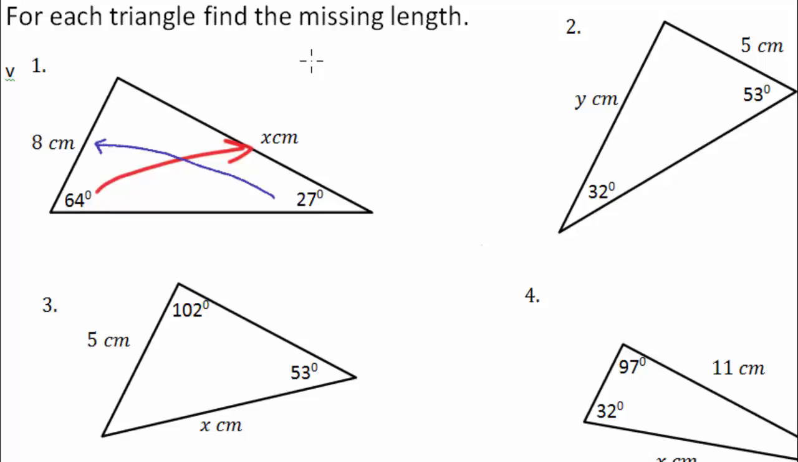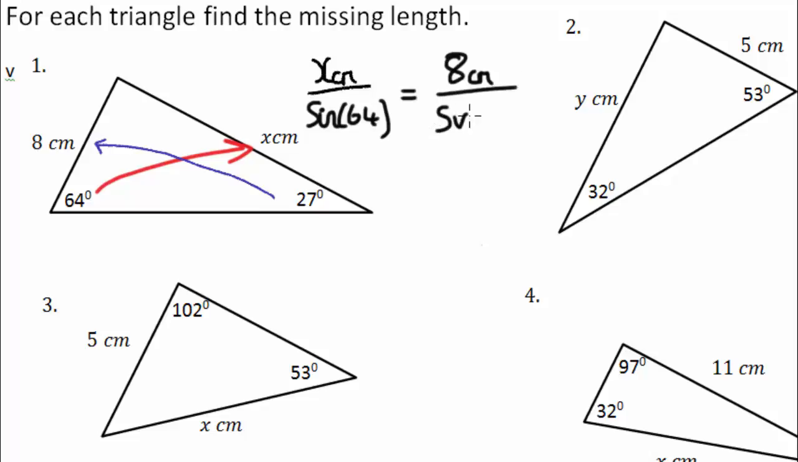So what we can say is, well, x centimeters over sine 64 is equal to 8 centimeters over sine 27.